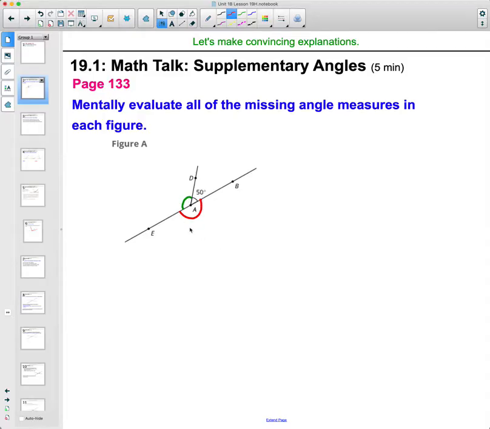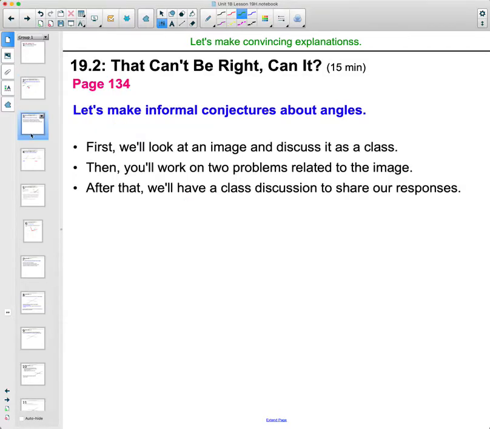So hopefully you remember that a straight line is 180 degrees. So we've got that one, which would also be this full top angle. And so this missing one right here would be 130 degrees. If we do 180 minus the 50 that's already there, we would get 130 for that. So we're going to look at making some informal conjectures about angles.